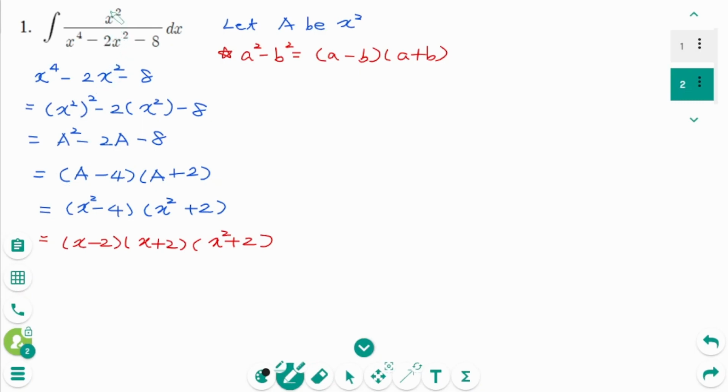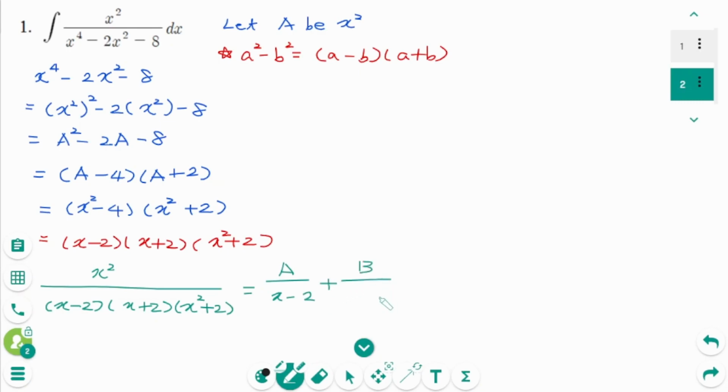Now the method of partial fractions gives x squared over this part, x minus 2 times x plus 2 times x squared plus 2, equals a over x minus 2 plus b over x plus 2 plus cx plus d over x squared plus 2.